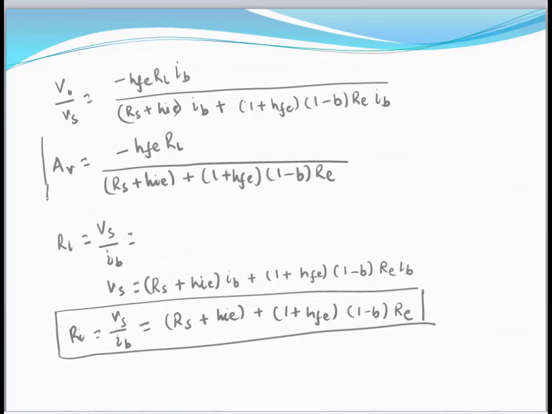And this is the voltage gain result. So in this manner you can solve the problem.